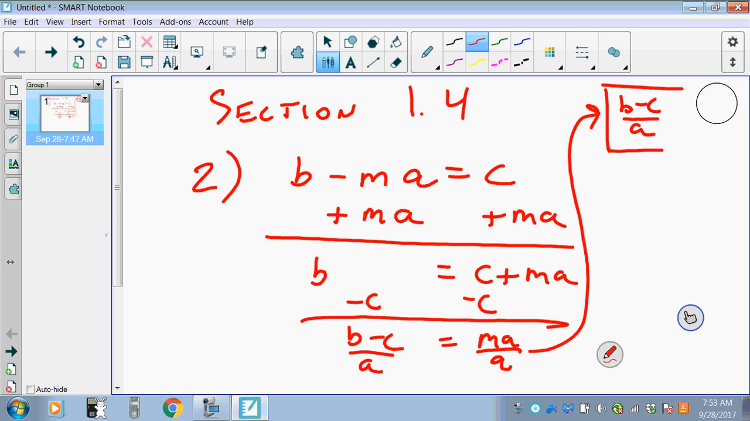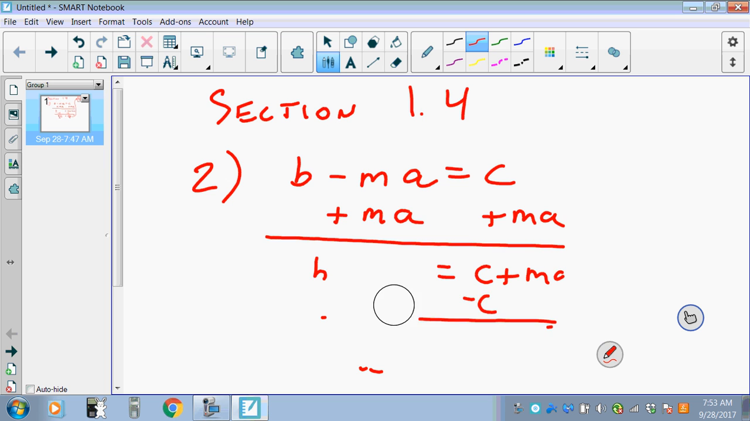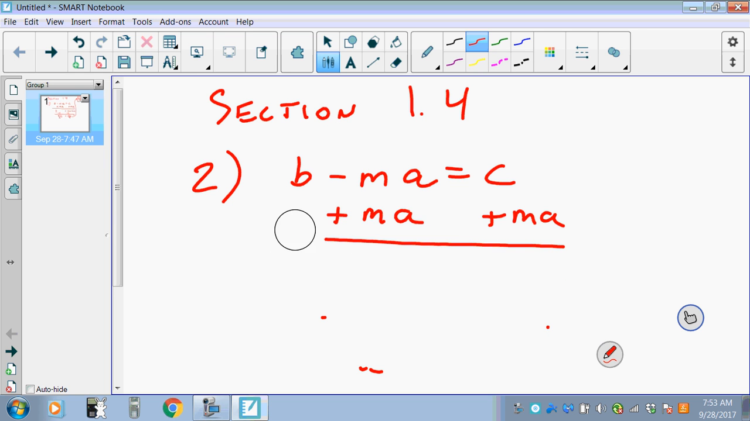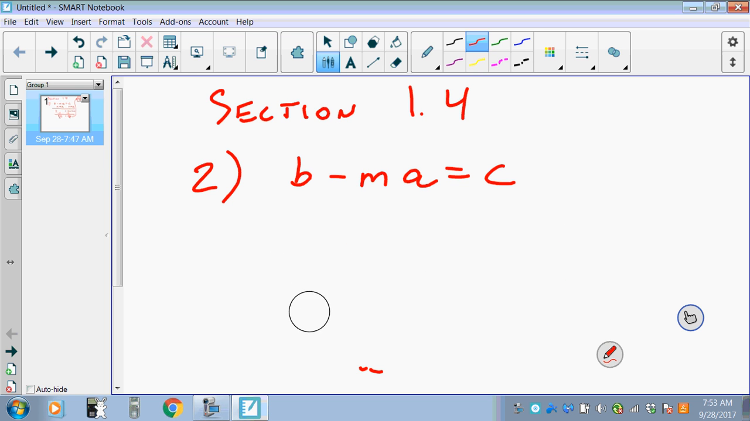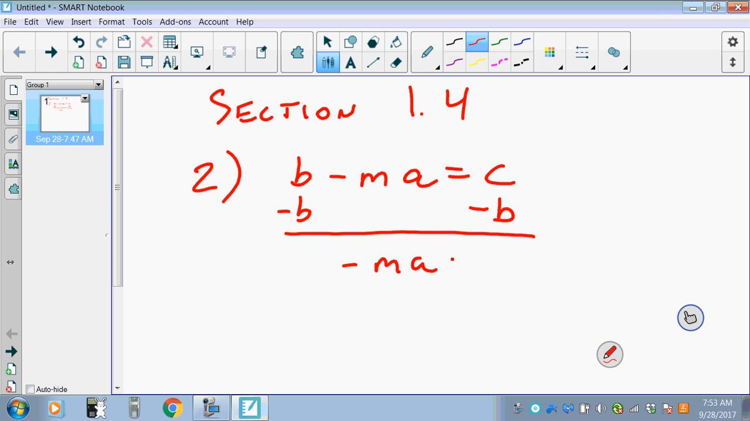So let's go ahead and let's see the answer that they wanted on the paper. All right. So they wanted you to leave the M on this side. So they want you to subtract B and subtract B. So now I have negative MA equals C minus B. You're going to divide by A, but remember this negative sign is really a coefficient of -1. So we got to get rid of the -1 as well.